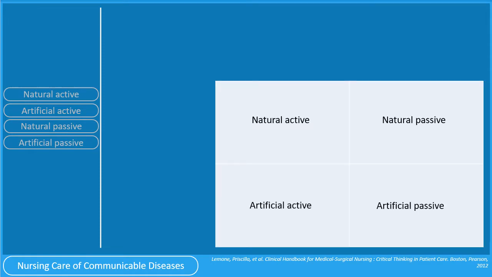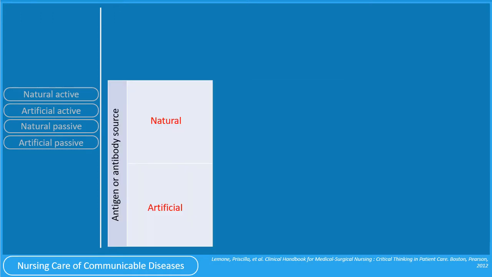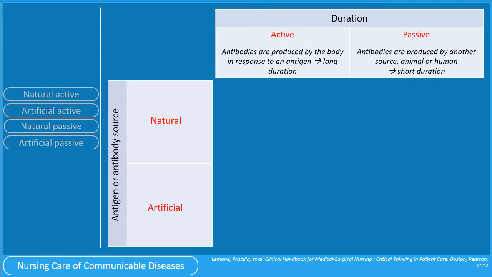It is pretty easy to understand, but for visualization, I usually present it using quadrants. On one axis, we ask the question, what is the source of the antigen or antibody? Is it natural or artificial? On another axis, we ask the question, what is the duration? Is it long duration, meaning active, or is it short duration, meaning passive?